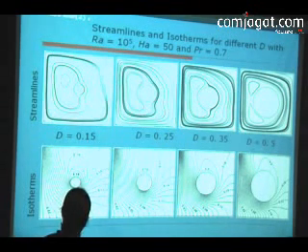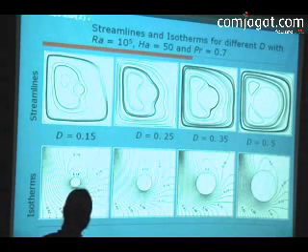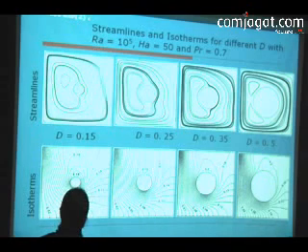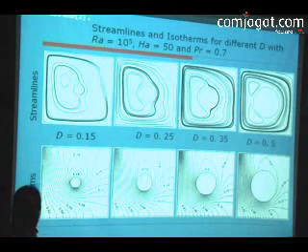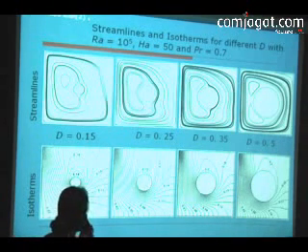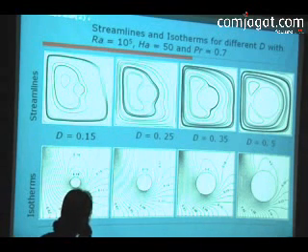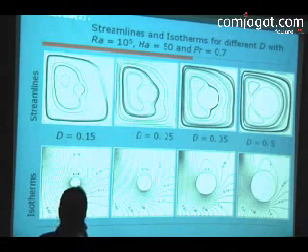In the isotherms, that is in the lower figure, with increasing diameter, the heated region between the left wall and the circular body becomes more compressed, and the isothermal lines become more dense with increasing value of diameter.